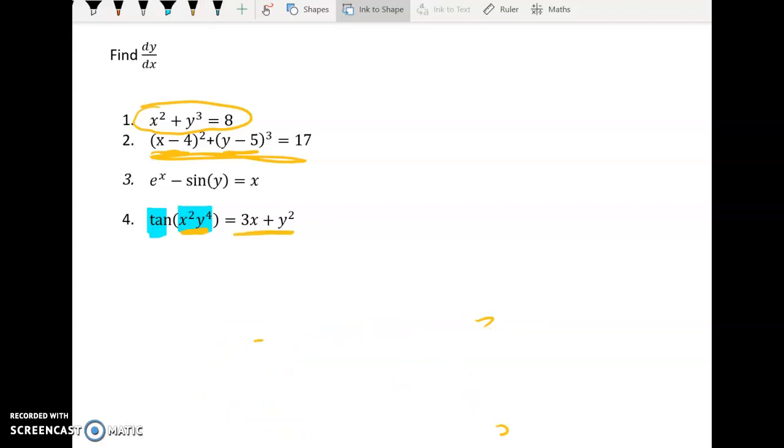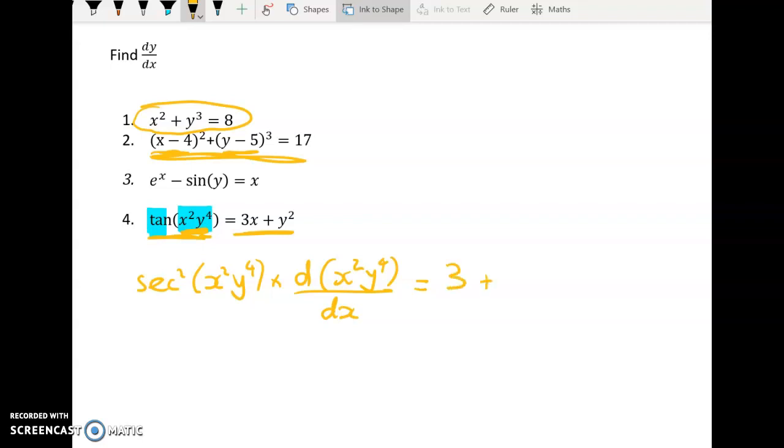Okay, so let's use the space here. I'm going to do this without explicitly doing a u substitution. If you want to go a bit more slowly, that's fine. So on this side, we've got sec squared of the inside stuff times the derivative of my u, basically, so x squared y to the 4 with respect to x. So we'll just park it like that for now. And over on the right-hand side, we get 3 plus 2y dy by dx. This should be feeling easy now.